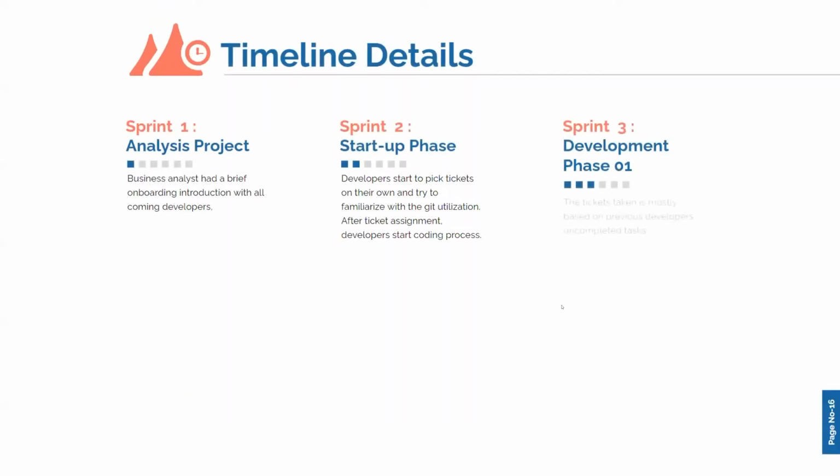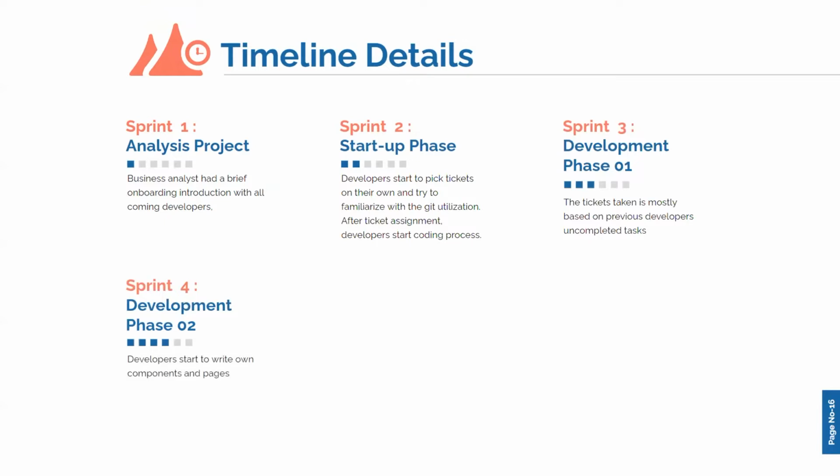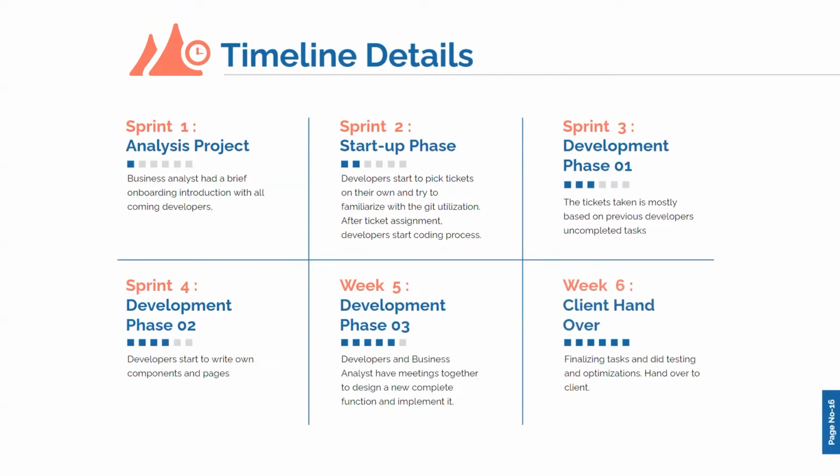The timeline of the project progressed smoothly and improved step by step. It can be divided into 6 stages. First, business analysts have a brief onboarding introduction. Then, developers start to pick tickets on their own.